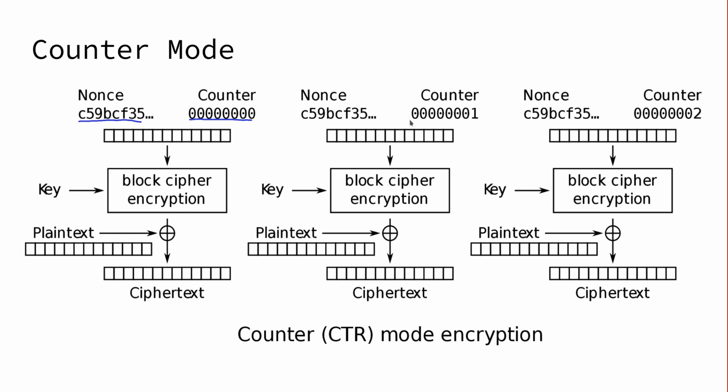And for every block we encrypt, we increment the counter by 1. So in AES, since it works on blocks of 16 bytes, this nonce is 8 bytes long and the counter is 8 bytes long as well.